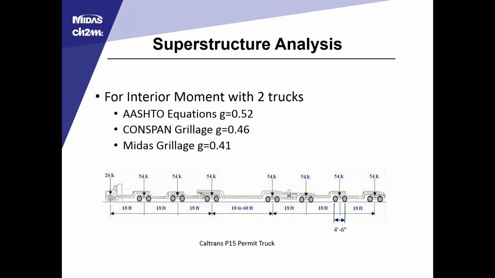Because of the span length and the agency permit truck, the P15 was the design truck that controlled for strength 2. Often strength 1 does control, but in this case we were strength 2.